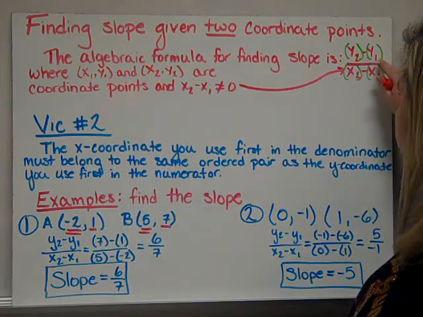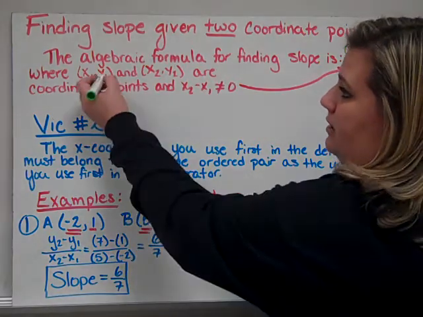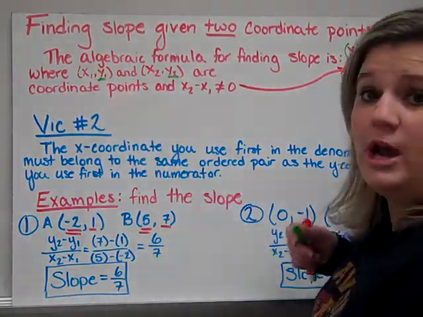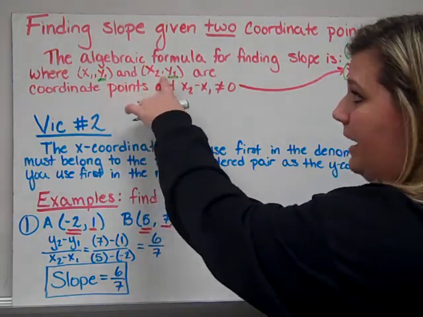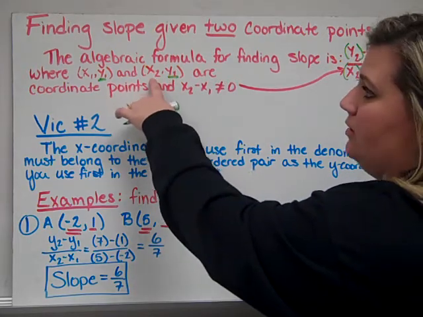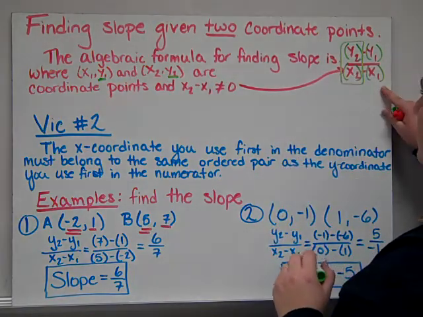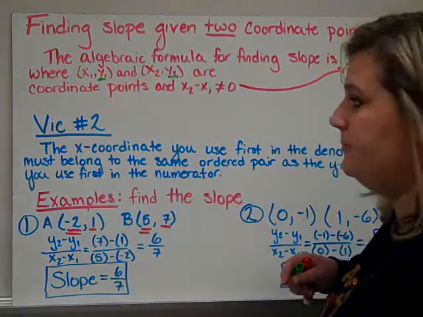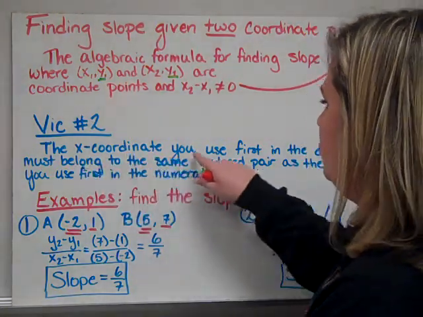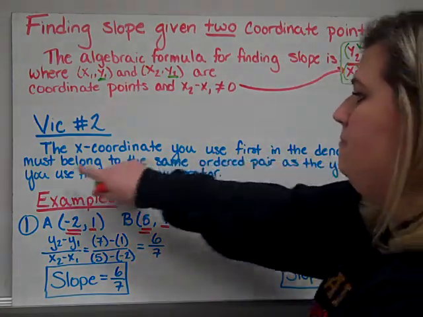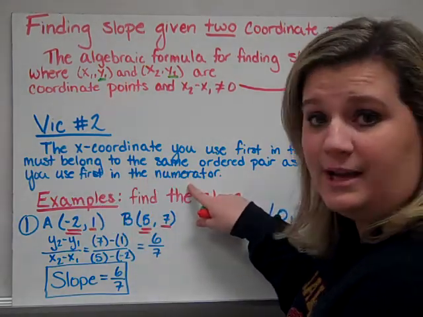And notice I have y2 minus y1. That means when we're talking about 2 points, I'm taking my y values and subtracting them. But notice we're going from one point to the other. So which x value belongs with this y coordinate? Well, x2. So I need to make sure I'm going from that point to the other point. So when I'm plugging it in, I need to make sure that's what I'm doing. All right? And we're going to practice that. So Vic number 2: the x coordinate you use first in the denominator must belong to the same ordered pair as the y coordinate you use first in the numerator, which is what I just said.